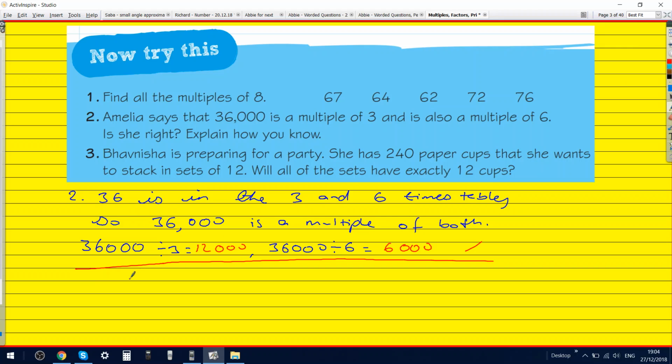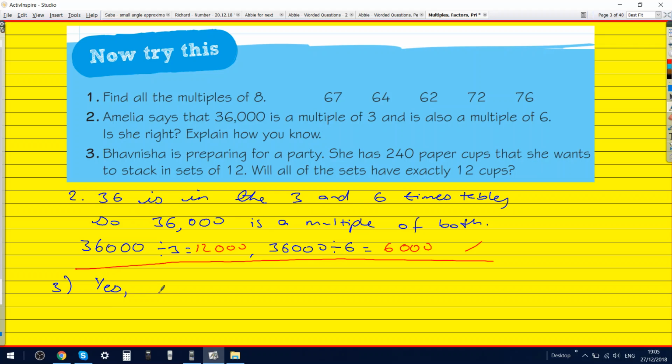Avnisha is preparing for a party. She has 240 paper cups that she wants to stack in sets of 12. Will all the sets have exactly 12 cups? So she has 240 paper cups and she wants to stack them in sets of 12. I think all the sets will have 12 cups, because 24 is in the 12 times table.